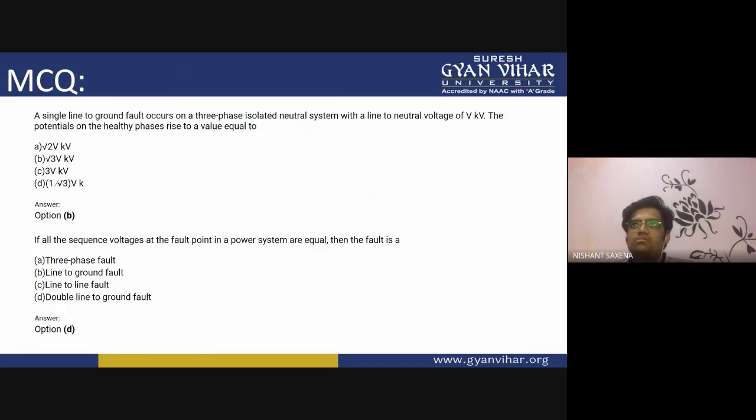For a three-phase system, when we are converting it into the neutral voltages, it gives me this solution. Now, second question: if all the sequence voltages at the fault point in the power system are equal, then the fault is what type? It is a double line to ground fault. We will discuss this again in the unsymmetrical faults as well.